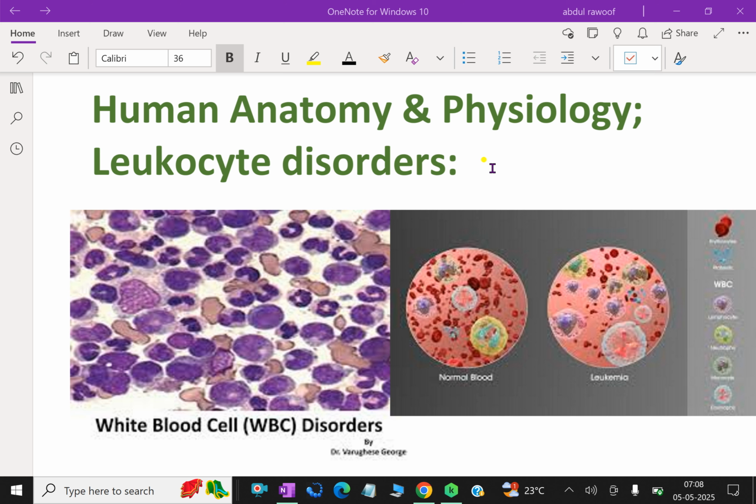The proliferation of immature leukemic blast cells crowds out other blood cells formed in bone marrow, causing anemia, thrombocytopenia, and leukopenia. Causes of leukemia.